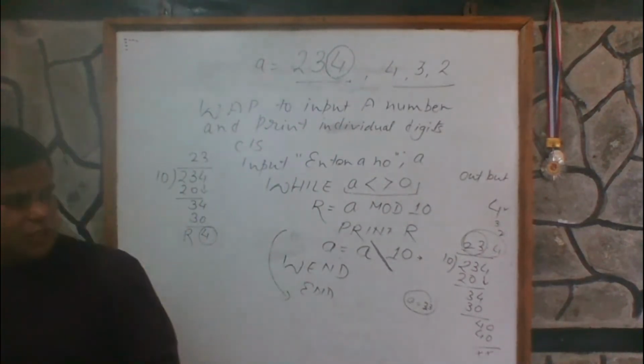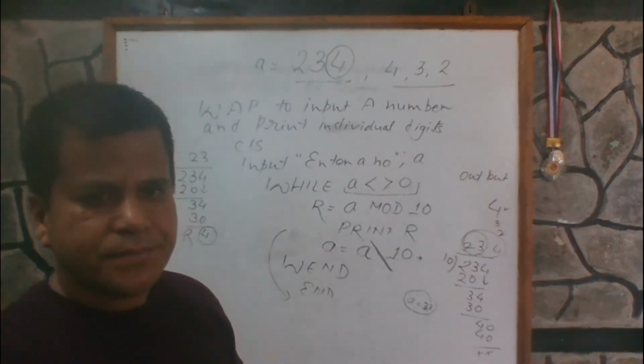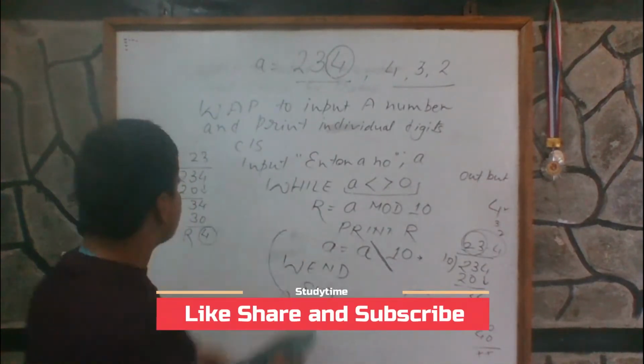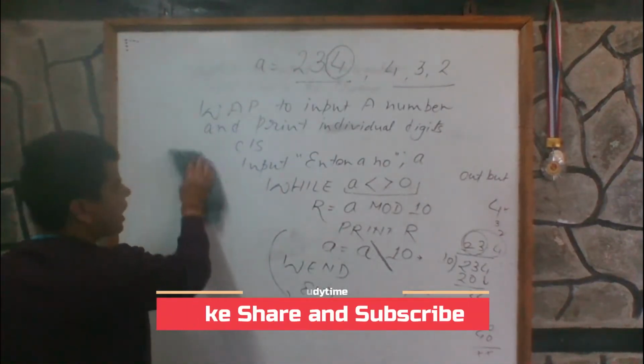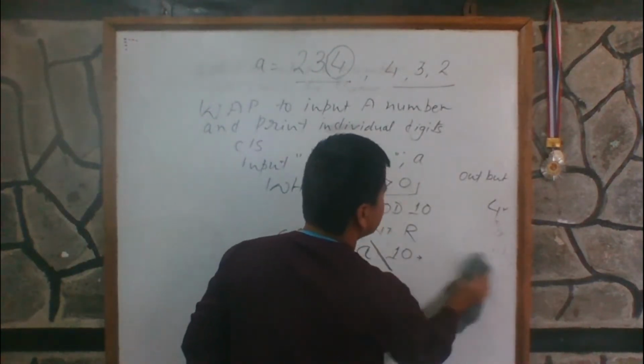Okay, so this is the logic. Are you getting my point, what I explained in this program? Yes, sir. Okay, so this is a very simple logic, how to extract the individual digits of that particular input number.